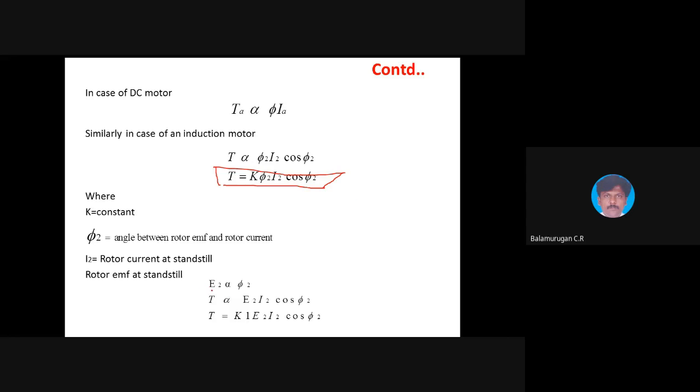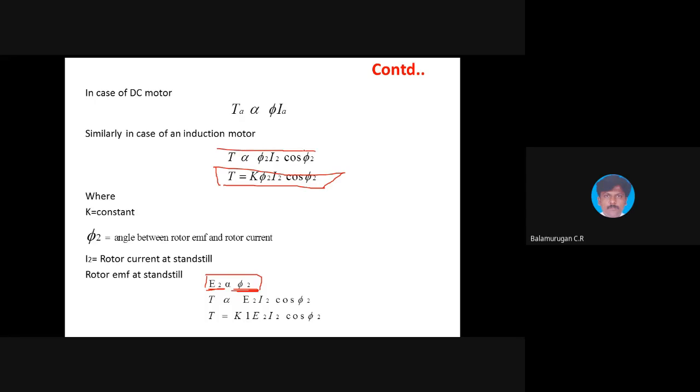And you know what is my E2? E2 is the rotor EMF. So this is directly proportional to the flux. What is the flux available? It will be directly proportional. So you can replace this phi 2 with E2. Torque is directly proportional to E2 I2 cos phi 2 because we will have this equation. Rotor EMF is directly proportional to the flux generated or induced on the rotor circuit. So we are replacing this phi 2 with E2.